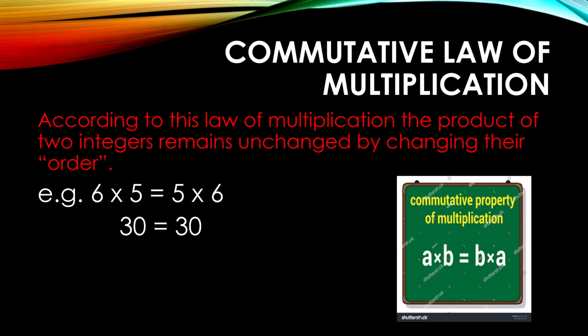The commutative law of multiplication is the same as that of addition except for the difference of the sign: a into b is equal to b into a. Here a is 6 and b is 5, and 5 into 6 is equal to 6 into 5. This is called the commutative law of multiplication, that the order of numbers doesn't matter in multiplication. So the answer is 30 on both sides. So we can say that the commutative law of multiplication is that the product of two integers remains unchanged by changing their order.